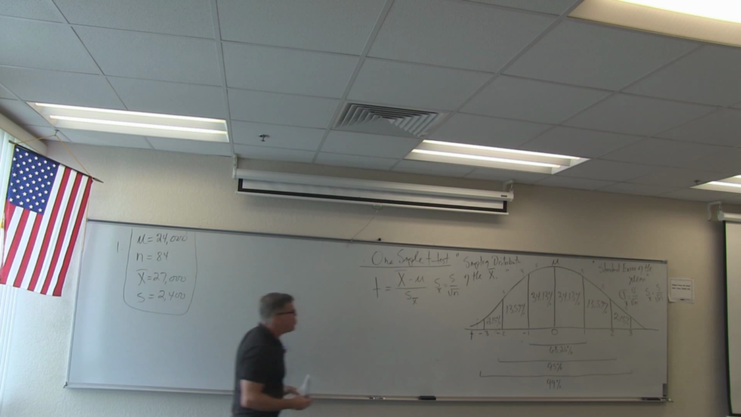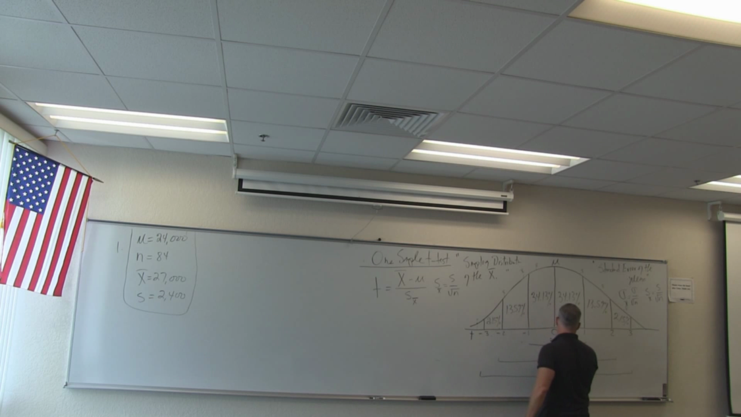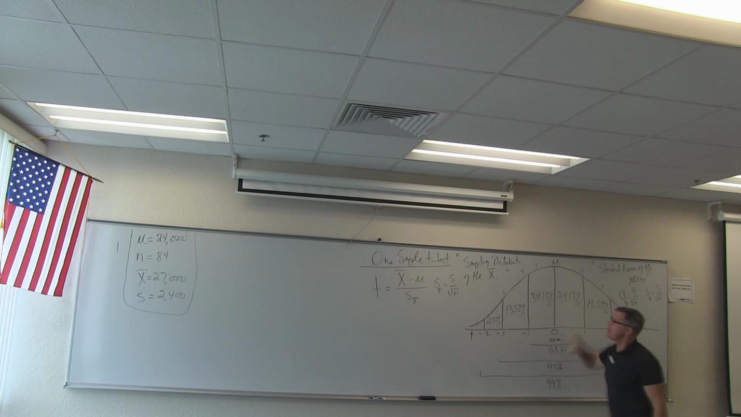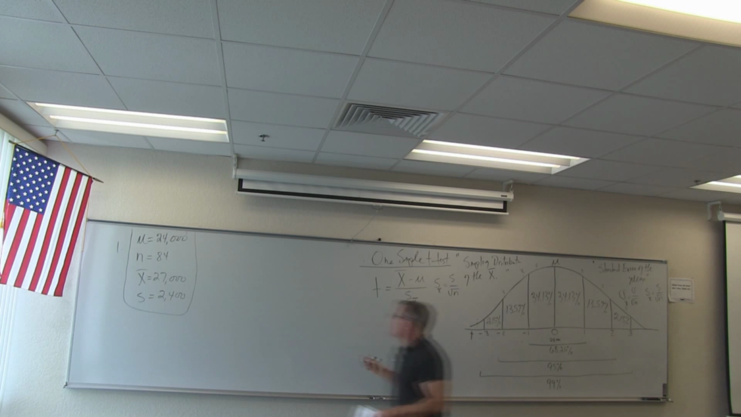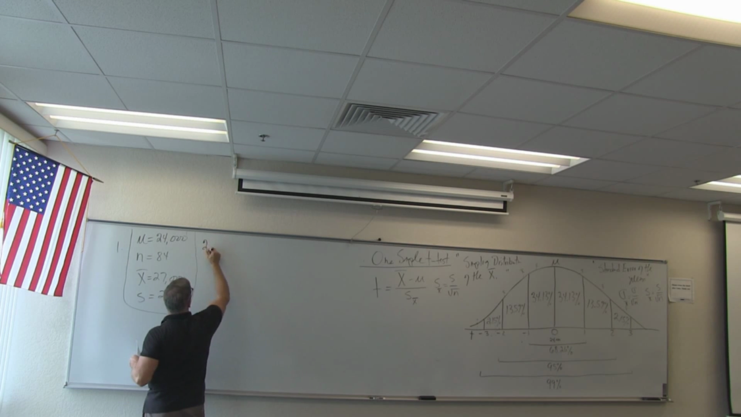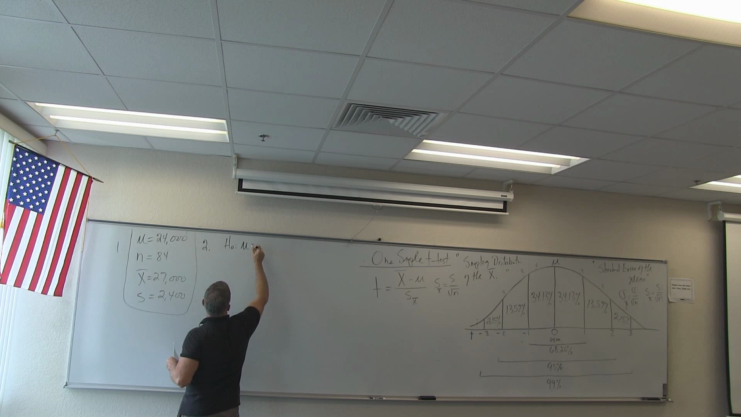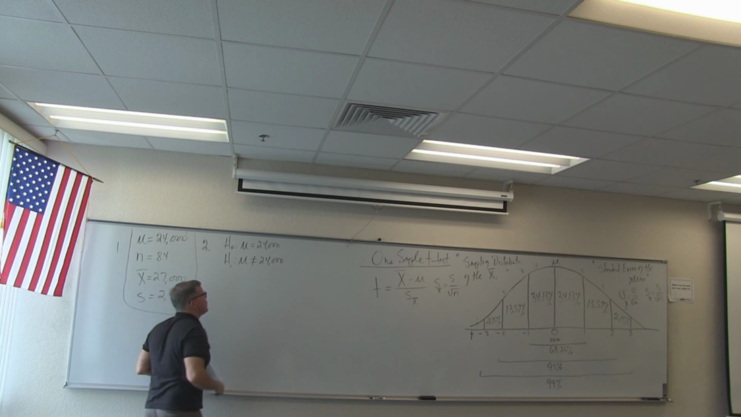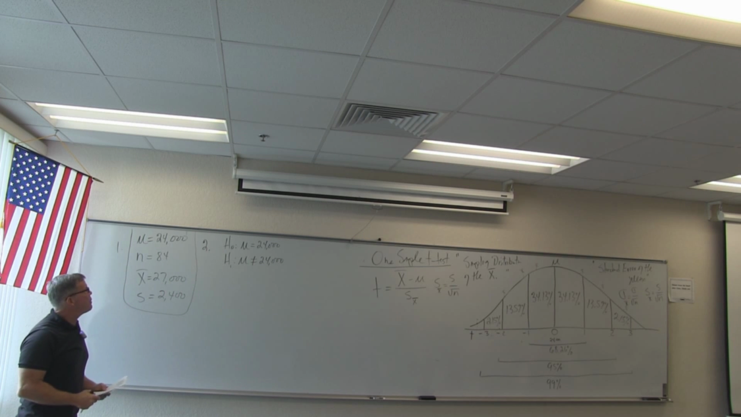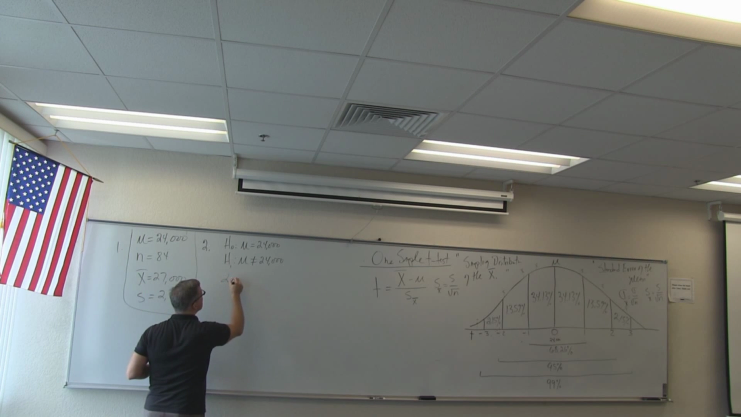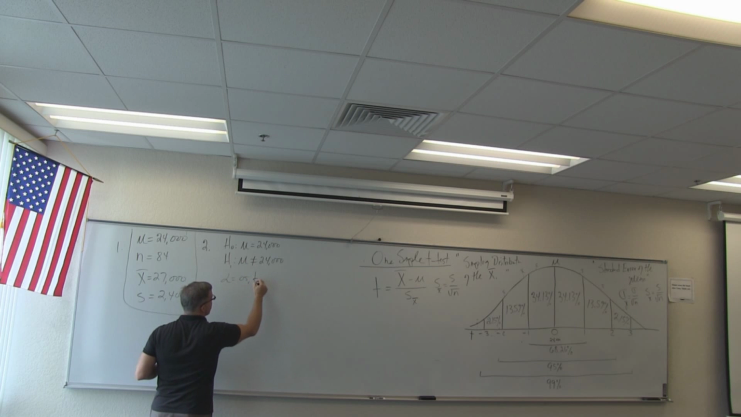We have a population mean of 24,000. It goes right in the middle here. We'll set the null hypothesis. H sub 0: mu equals 24,000. H sub 1: mu is not equal to 24,000. Again, classic two-tailed null and alternative. This calls for an 0.05 alpha and a two-tailed test.